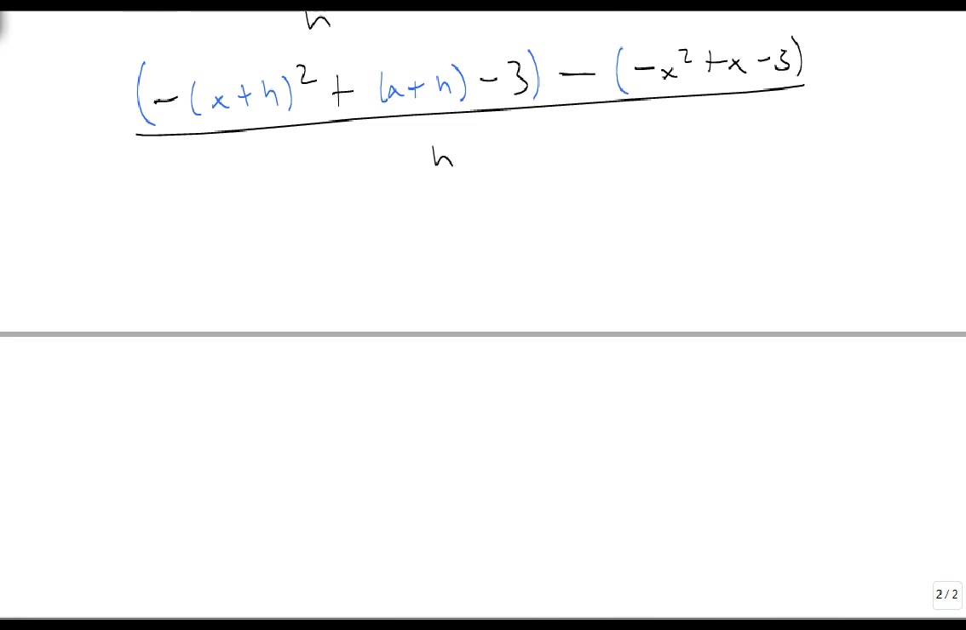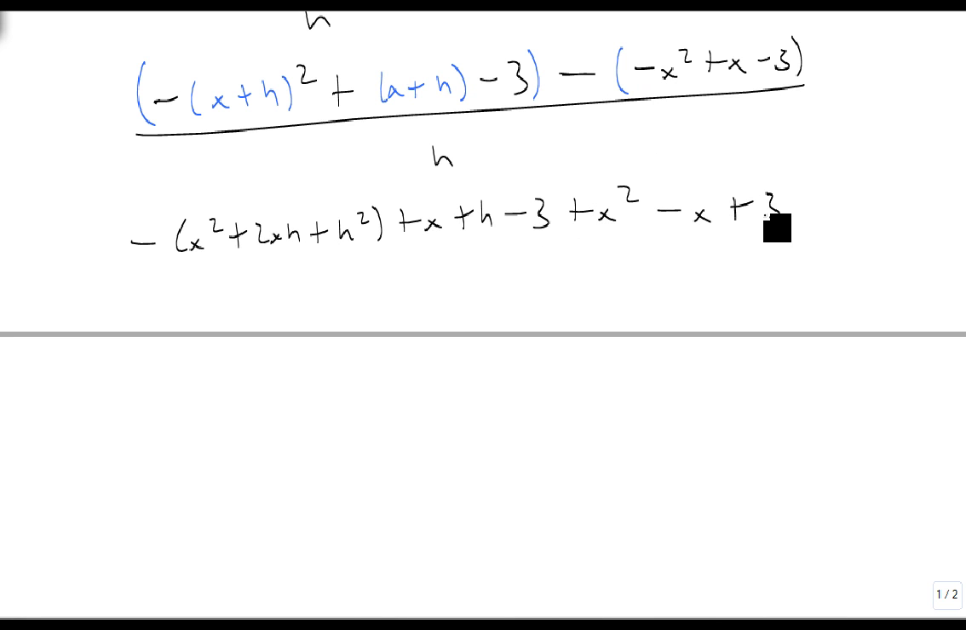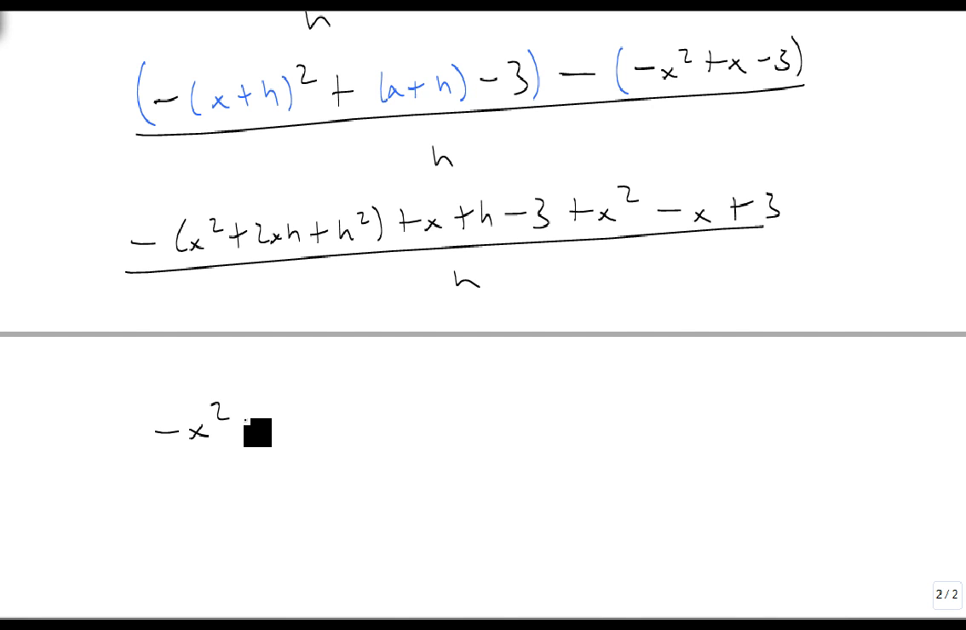Well, we can distribute or use the perfect square trinomial, so we're going to get a minus times an x squared plus 2xh plus h squared, plus x plus h minus 3. Distribute a plus x squared, a minus x, and a plus 3, all over h. Let's distribute one more time. Minus x squared minus 2xh minus h squared plus x plus h minus 3 plus x squared minus x plus 3, all over h.